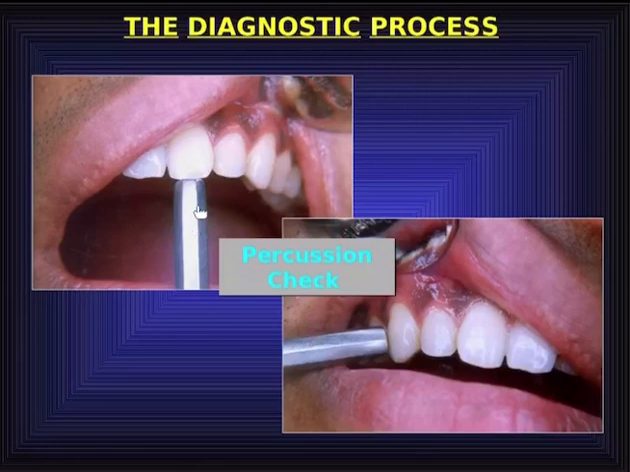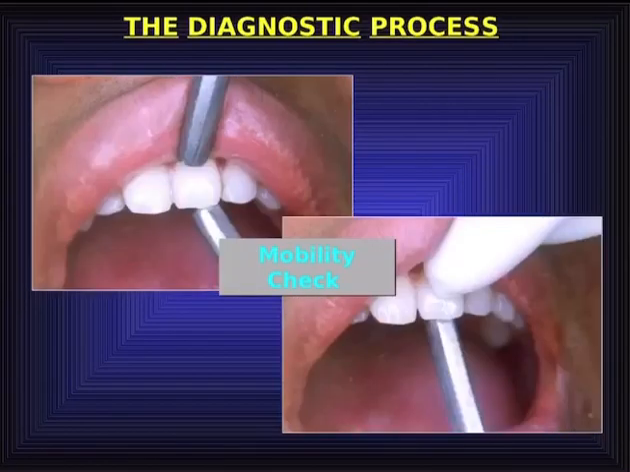Why we are doing this is to identify whether the problem is pulpal or periodontal. Most of the time, in pulpal or periapical problems, you have tenderness on vertical percussion, whereas in periodontal problems the tooth will be tender on horizontal percussion. I'm saying most of the times.